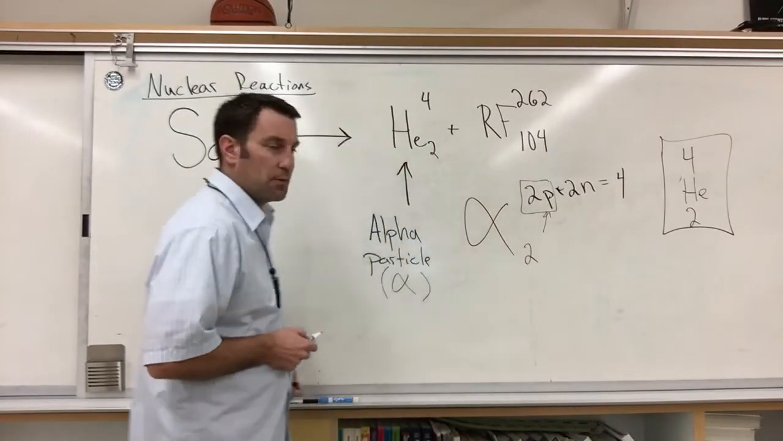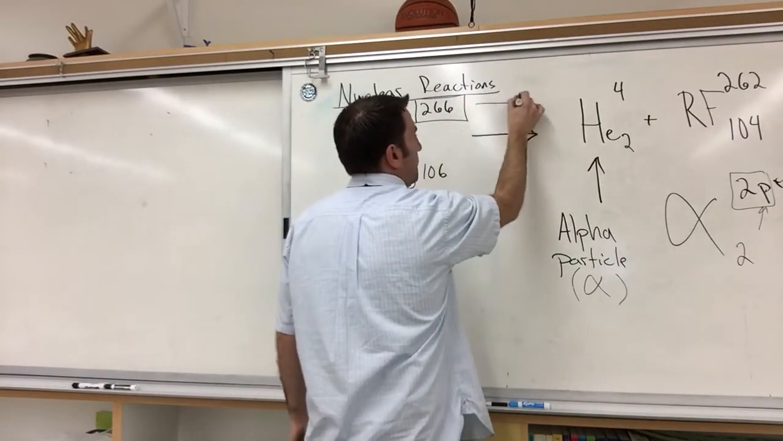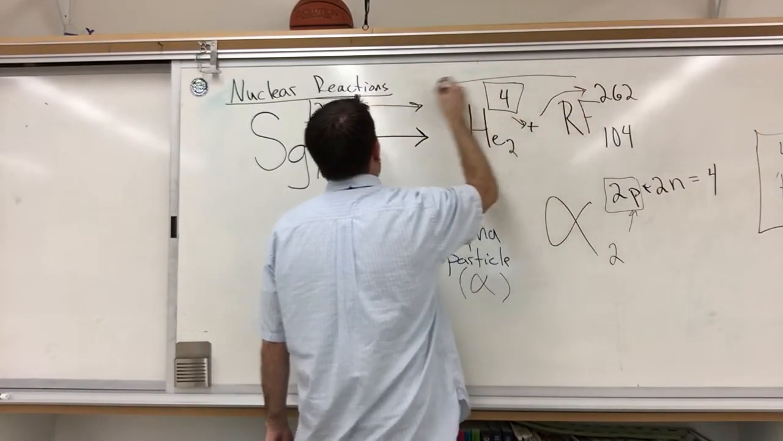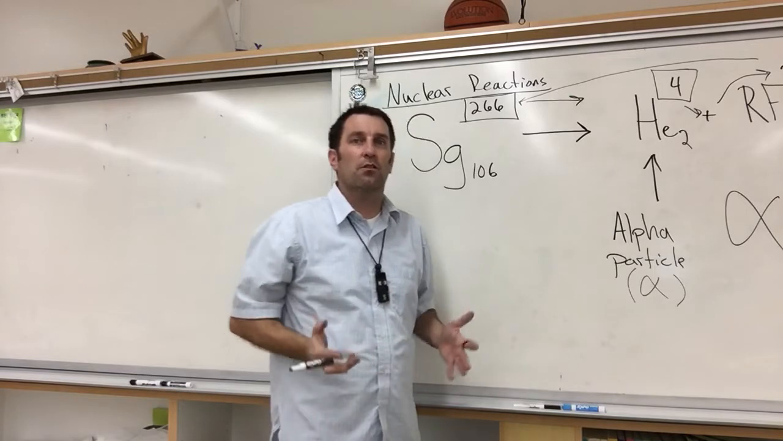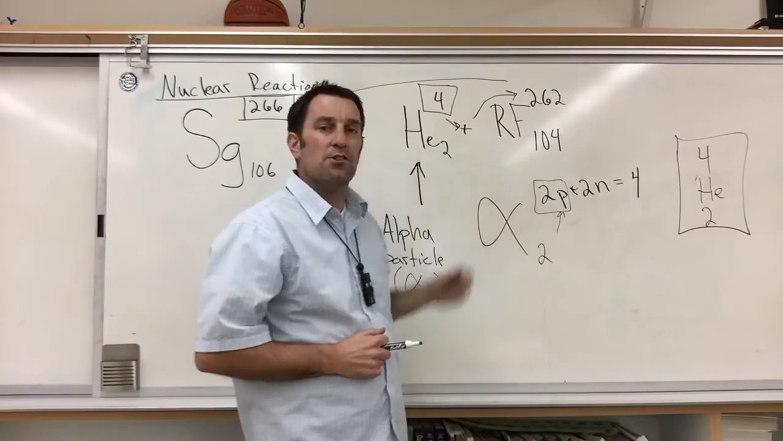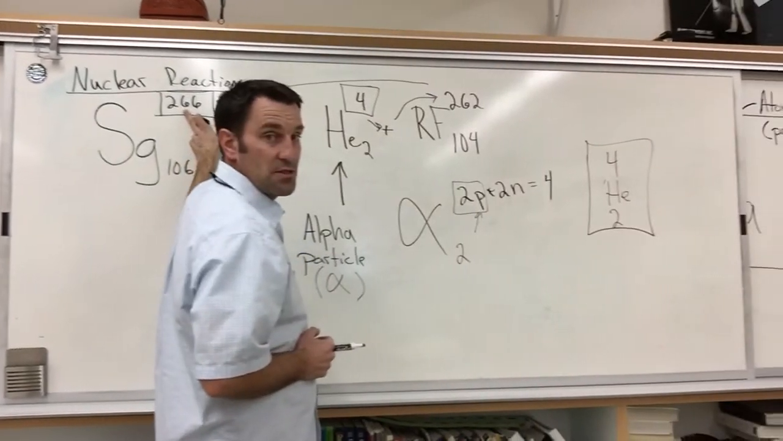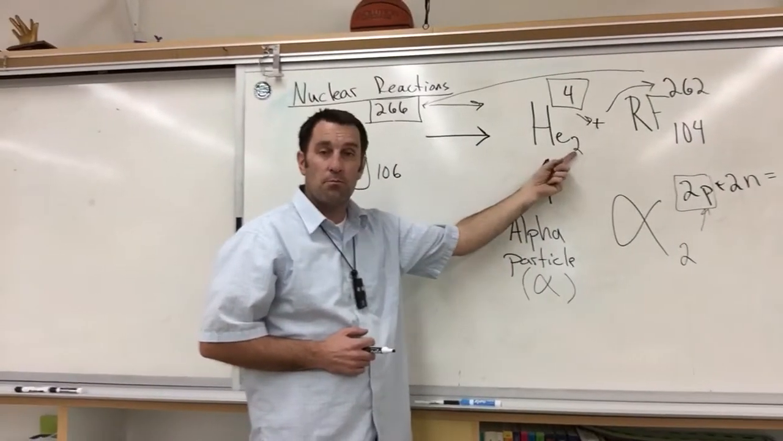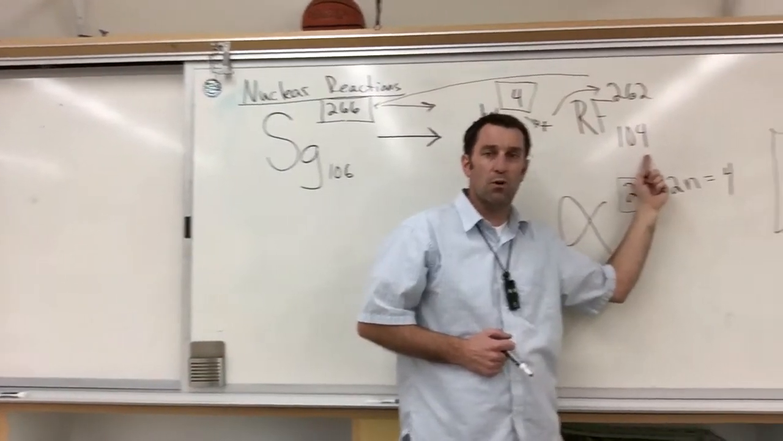So here's how we figure out what's left over. In these reactions, you take the mass, and then you go over. You have 4 plus some number that will equal whatever that mass number was. Because the law of conservation of matter works in nuclear reactions too, I have to have the same amount of stuff on the right as I did on the left, and I can't change coefficients here. So if I lost 4, then my mass went from 266 to 262. If I lost 2 protons, then my atomic number went from 106 to 104.